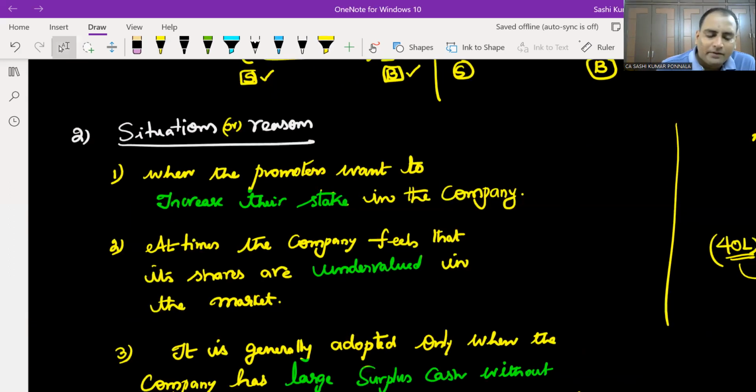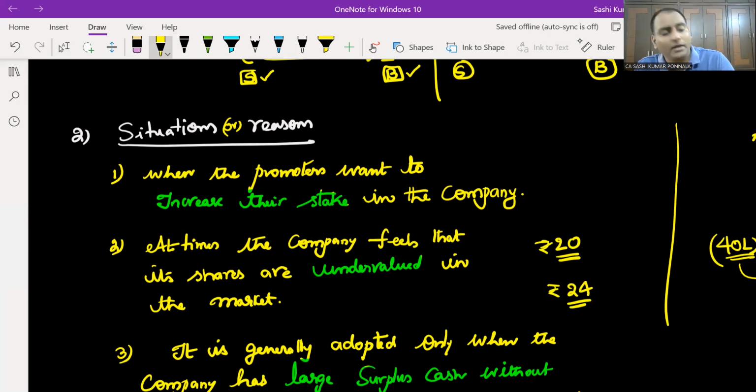Then, the second reason: when the company feels that its security or share is currently undervalued in the market compared to other players in the industry. Let us assume the share of XYZ Limited is trading at 20, but the company feels that its fair value is 24. It means it is currently undervalued in the market.